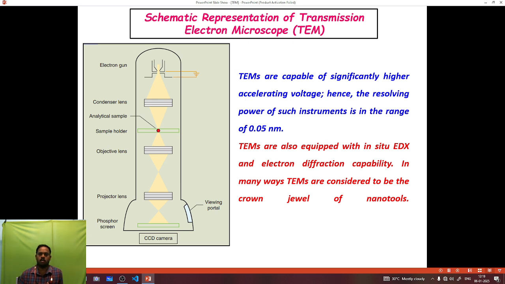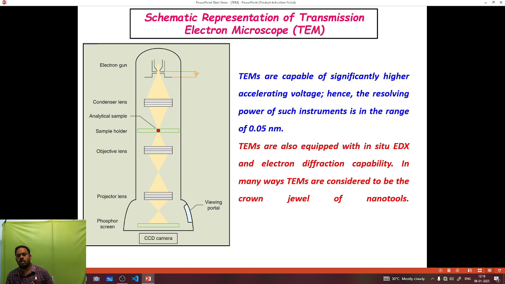They will focus the transmitted, inelastically scattered or elastically scattered electrons towards the camera. That is a detector system, a charge coupled device. So that will create the image of the sample. There will be a conversion of the photon into the image of the sample. How it is happening, we will see in the next slide.